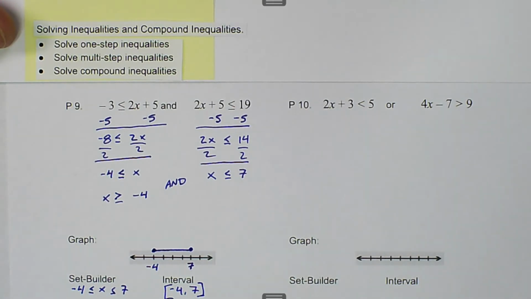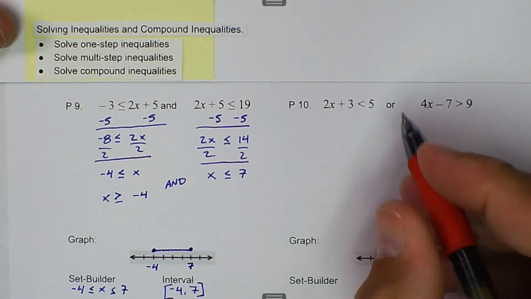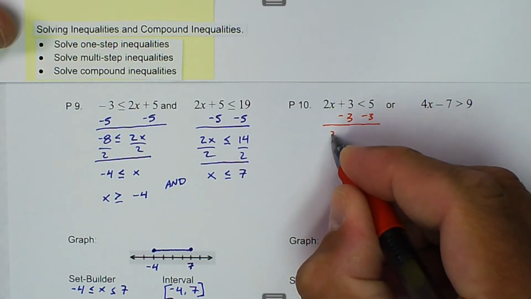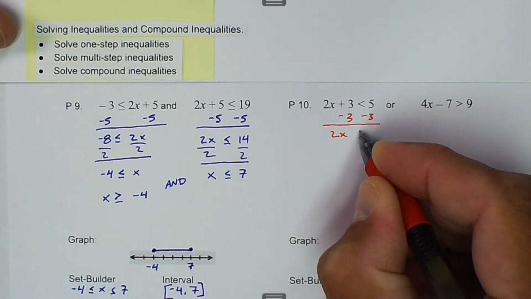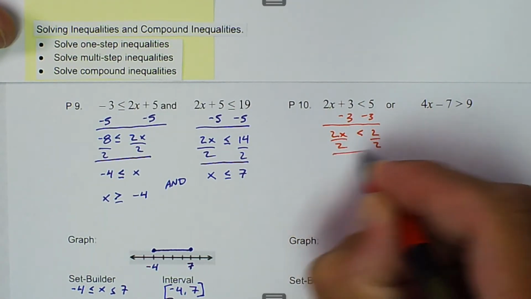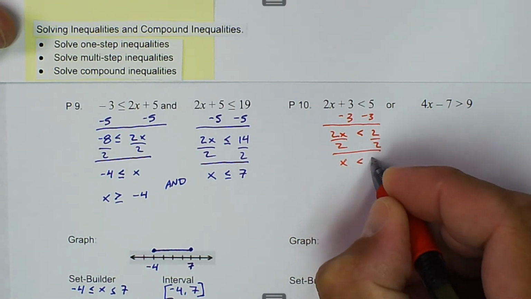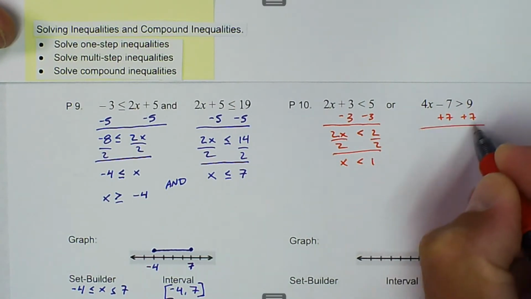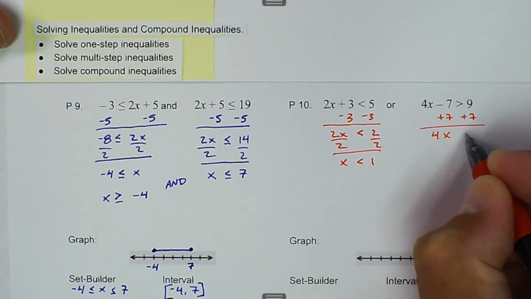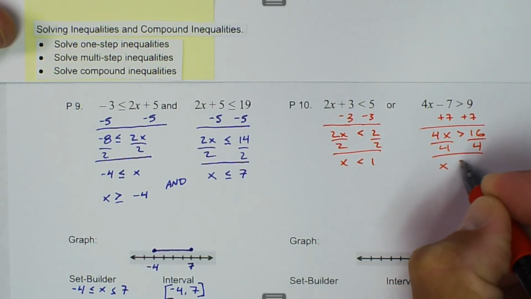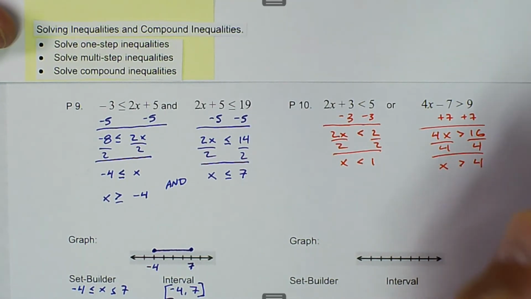Next example we have, go to problem 10, practice 10. Subtract 3, and we get 2x is less than 2. Divide by 2, and we get x is less than 1. Here we can add 7, and we get 4x is greater than 16. Divide by 4, and we get x is greater than 4.